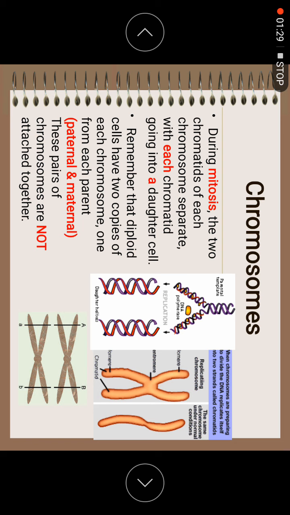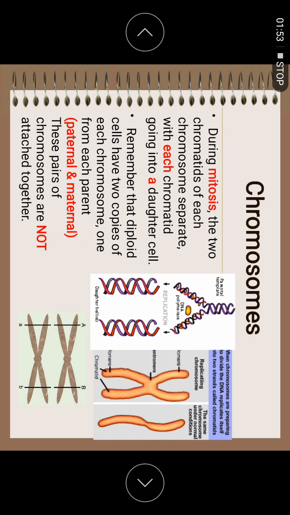One left, one right. That means we will produce two daughter cells. This is how mitosis happens. Mitosis will produce two daughter cells. And then you remember that the diploid cell has two copies of each chromosome, which we call the homologous chromosomes. The homologous chromosomes come from the father, paternal, and the mother, maternal.